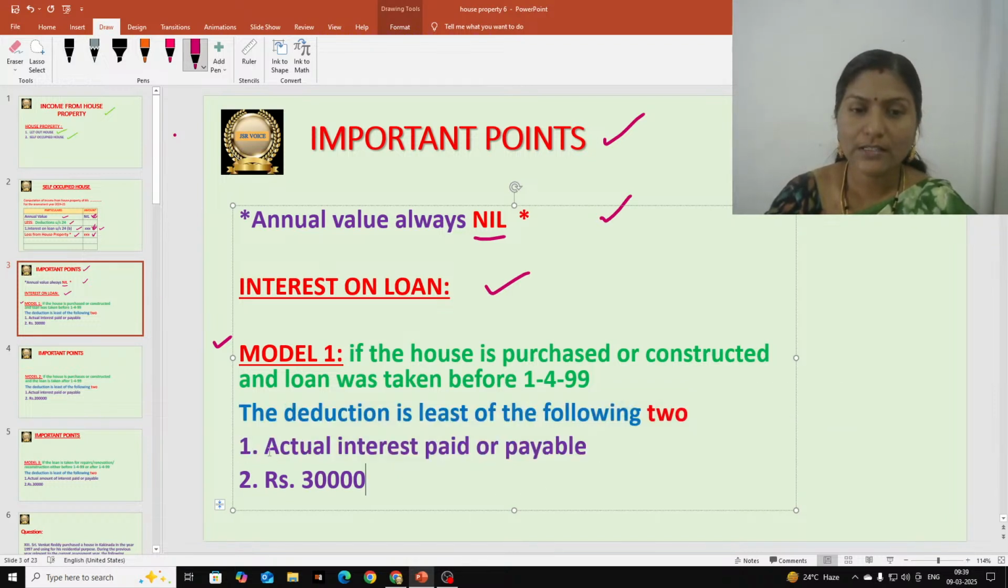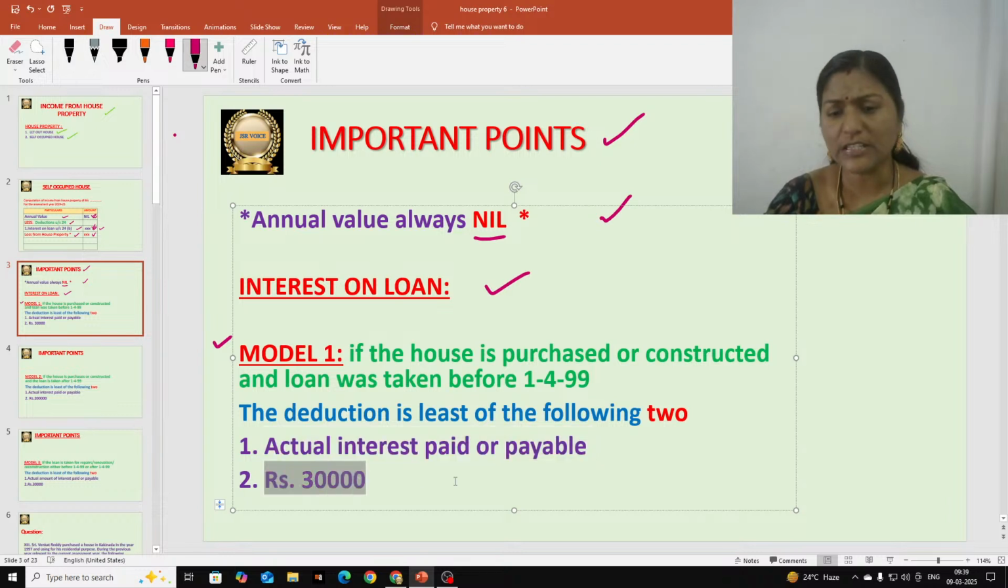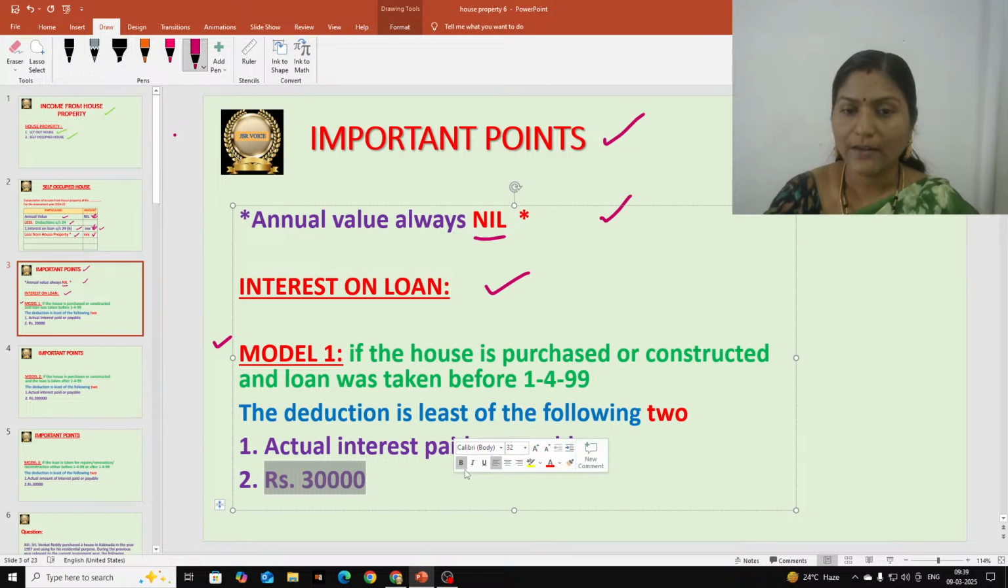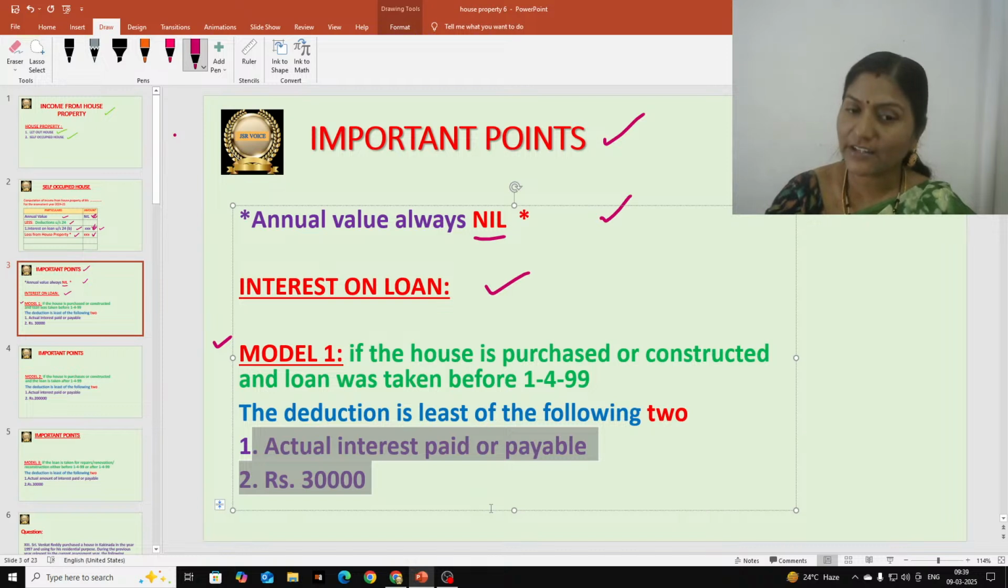So what are those two? First one is actual interest paid or payable. How much interest he actually has to pay will be given in the question, so we should take that first. And the second one is rupees 30,000. This is always the same, 30,000 only, and we should select the least of these two values. Out of the actual interest paid or payable and 30,000, whichever is least will be selected as the deduction.